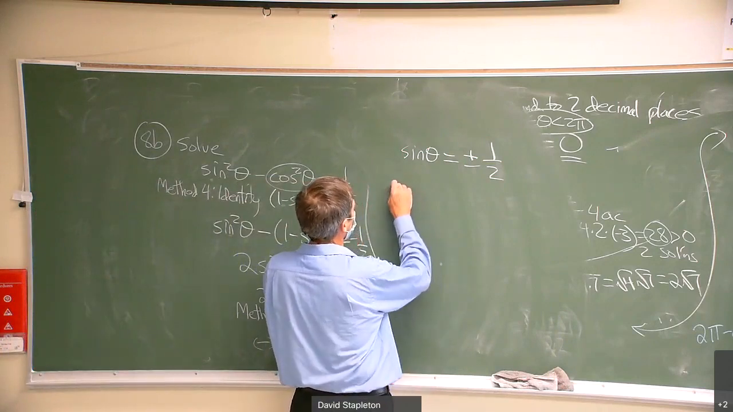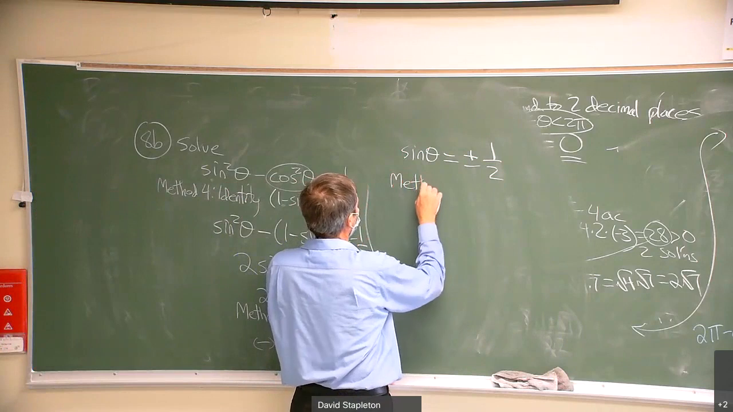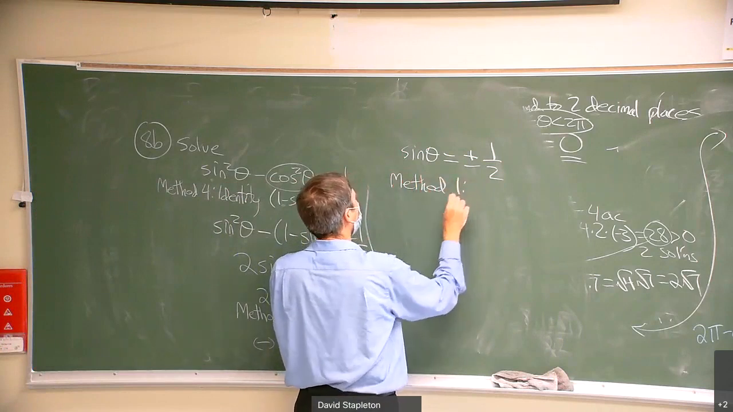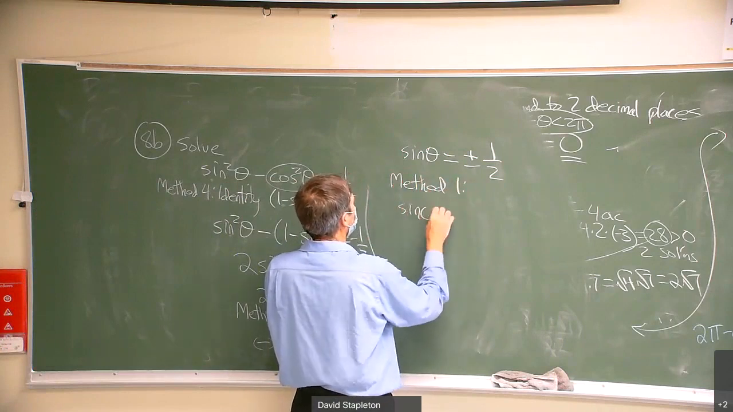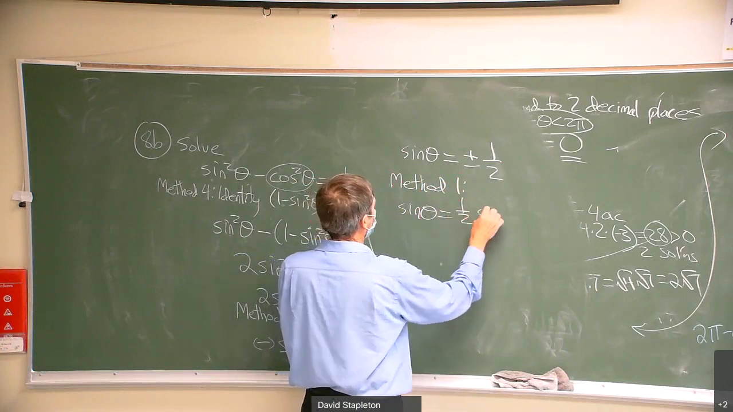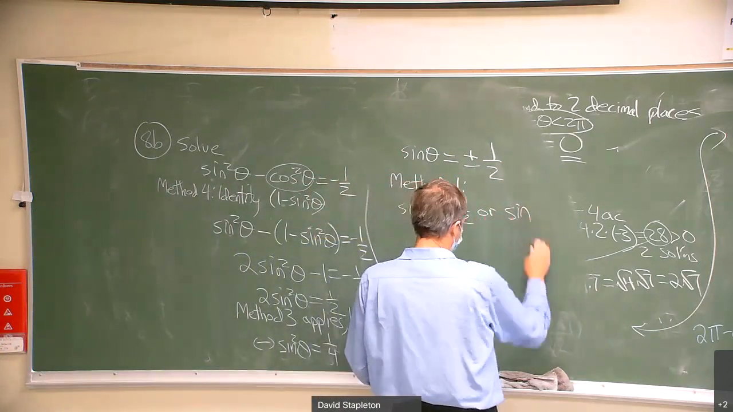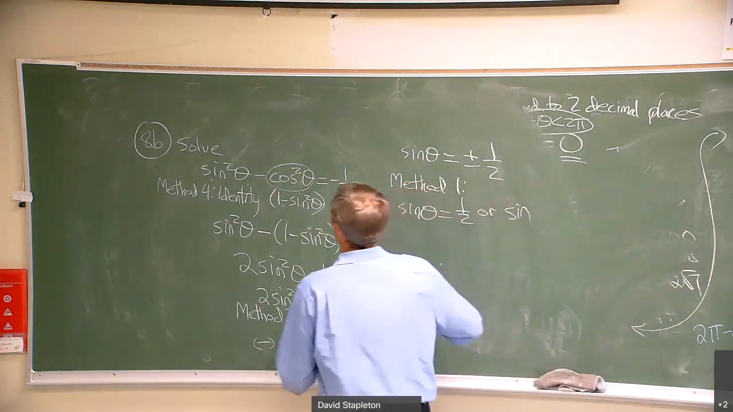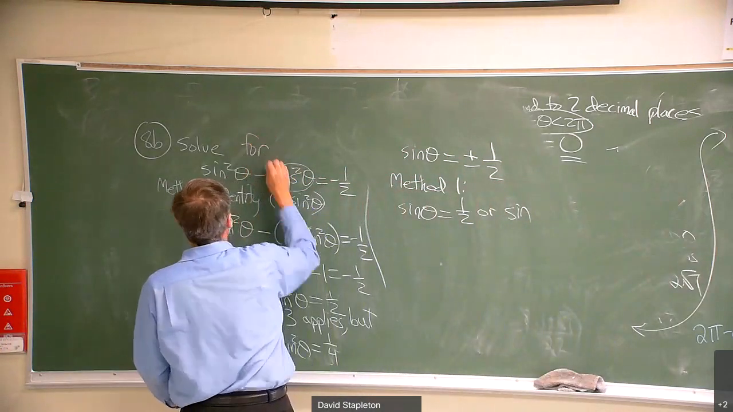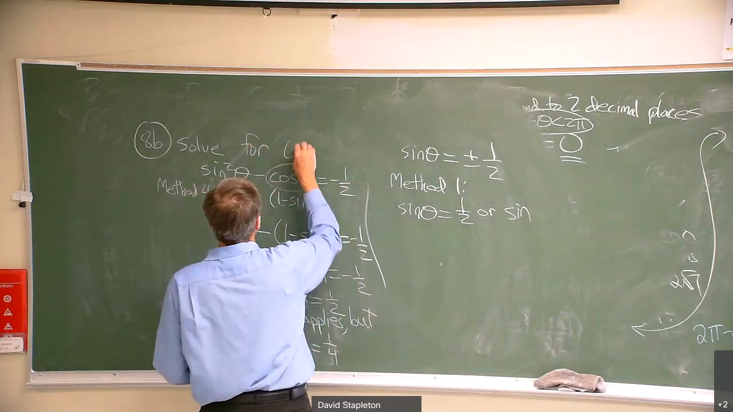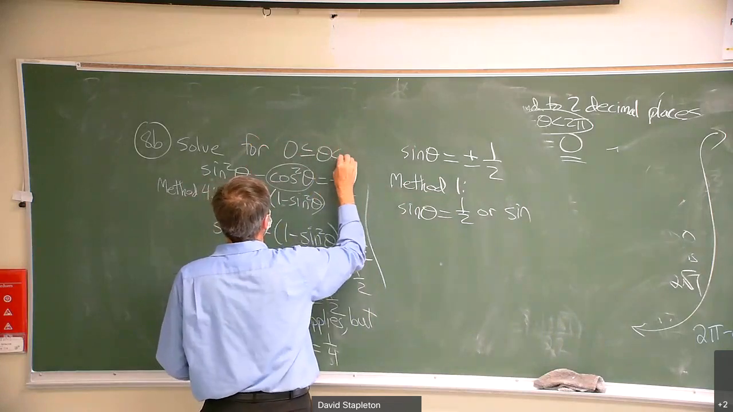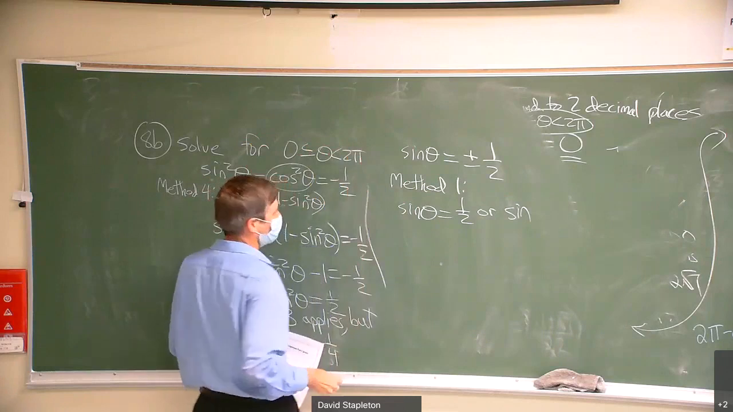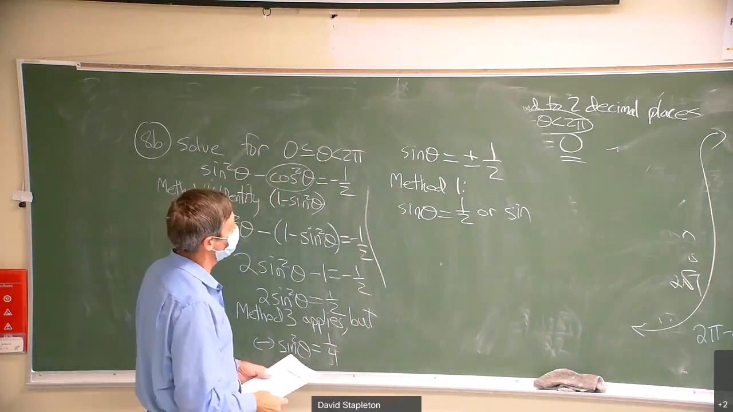Now I have 2 unit circles, which method 1 applies. Sine theta equals a half, or sine theta equals minus a half. I think I said solve this on 0 to 2 pi, didn't I? Yeah. And on the test, I'll give you all ratings, all right? 0 less than or equal to. That way you won't have to keep switching back and forth between degrees.